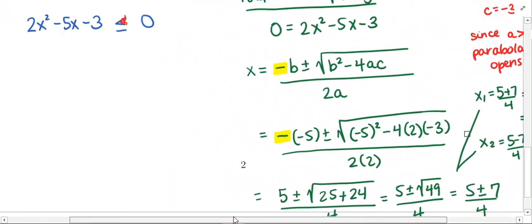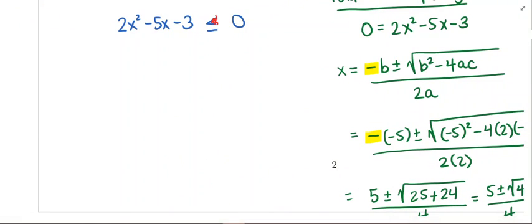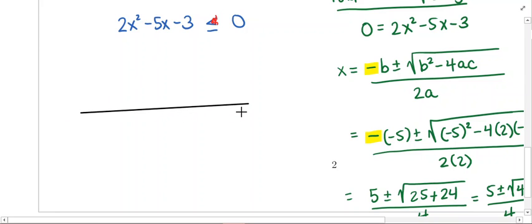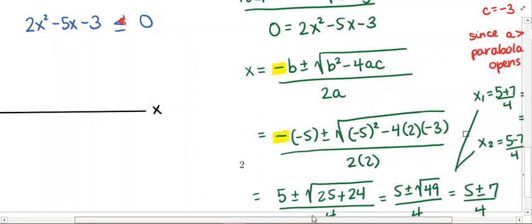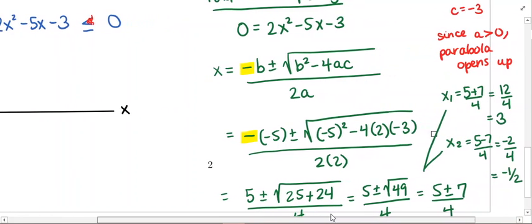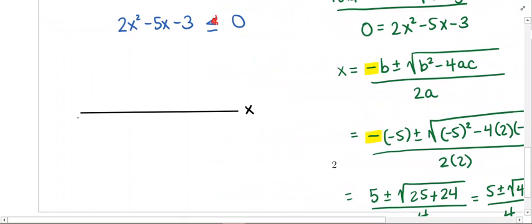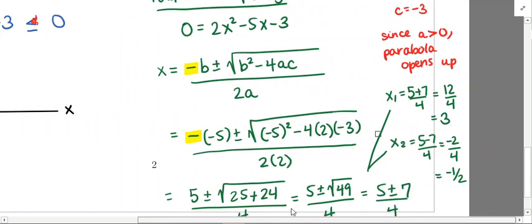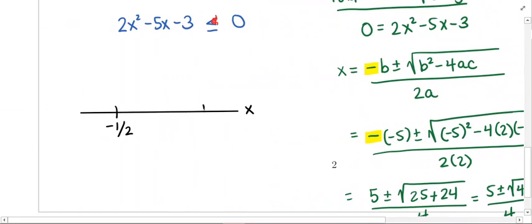Okay, so I'm going to go over here and draw a sketch of the parabola. All we need is the x-axis. You don't have to worry about the y-axis. You have 2 x-intercepts that you need to put down. There's one at -1/2 and one at +3. If you were walking along the x-axis, you would first encounter -1/2, and then later you would hit +3.